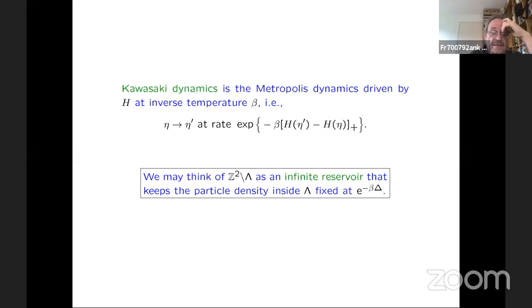We can think of e to the minus beta delta as the density of the particles inside the box. So the capital delta controls the density of the particles in the box. Right, so we can play with that parameter as a control parameter. So for instance, you see that the moment you want to make a particle enter, that will raise your energy by delta, and that will only happen at a rate e to the minus beta delta, and that's why e to the minus beta delta is essentially the density of particles in the box.